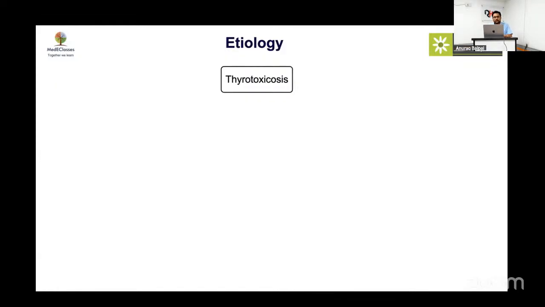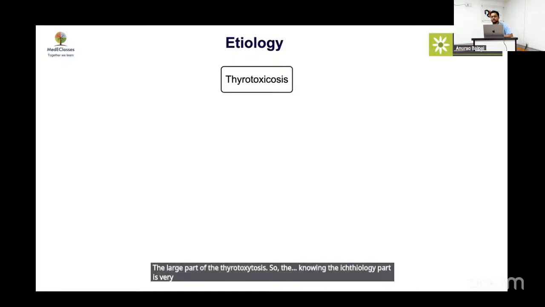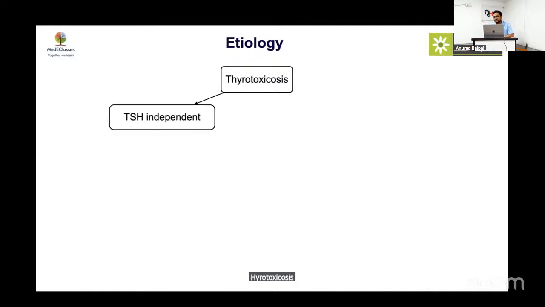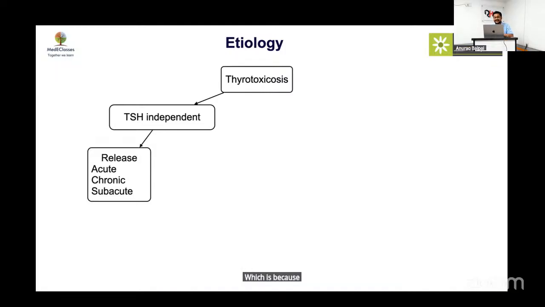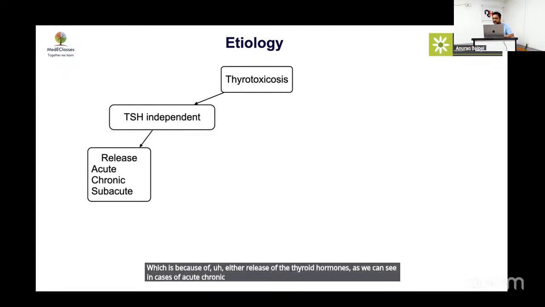So I will start with the etiology part of the thyrotoxicosis. Knowing the etiology is very important in terms of management of the thyrotoxicosis. Thyrotoxicosis, or the excess of thyroid hormone, could be of two types: TSH independent, which is because of release of the thyroid hormones, as we can see in cases of acute, chronic, and subacute thyroiditis.